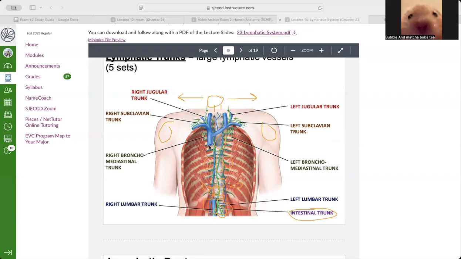Okay, brief overview. Jugular trunk, head and neck. Subclavian, upper arm. Bronchomediastinal, thoracic walls, lungs, heart. And the intestinal trunk, stomach, intestines, pancreas, spleen, and part of the liver.